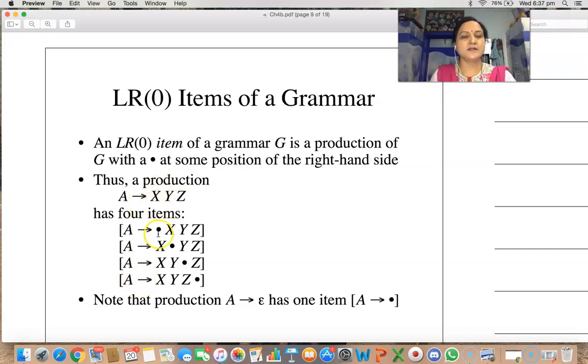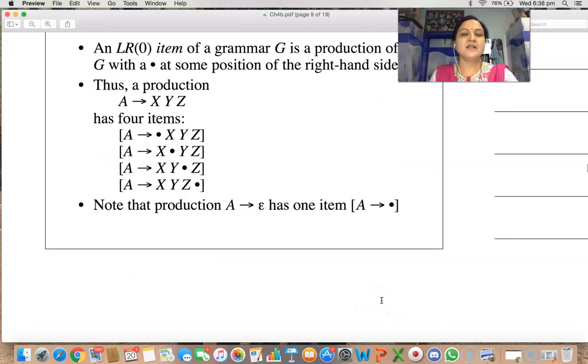A tends to XYZ. So initially the dot is at the beginning, meaning no part of the production is yet read by the parser. Then A tends to X dot YZ means X is seen by the parser but YZ is yet to be seen. Next, XY is seen by the parser and Z is yet to be seen, and XYZ dot indicates that the whole production is read by the parser. And when there is a case that A tends to epsilon, that will be replaced by A tends to dot in the LR0 item.